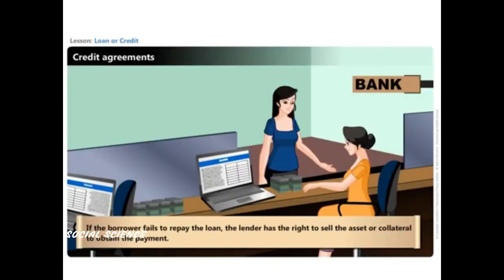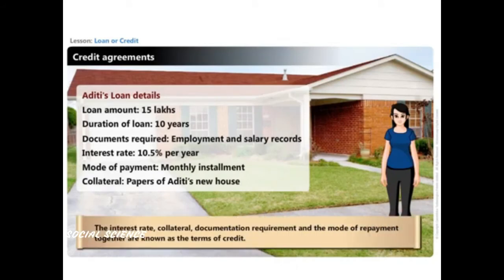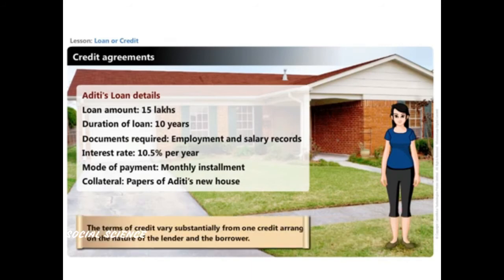If the borrower fails to repay the loan, the lender has the right to sell the asset or collateral to obtain the payment. Have a close look at Aditi's loan details. The interest rate, collateral, documentation requirement and the mode of repayment together are known as the terms of credit. The terms of credit vary substantially from one credit arrangement to another depending on the nature of the lender and the borrower.